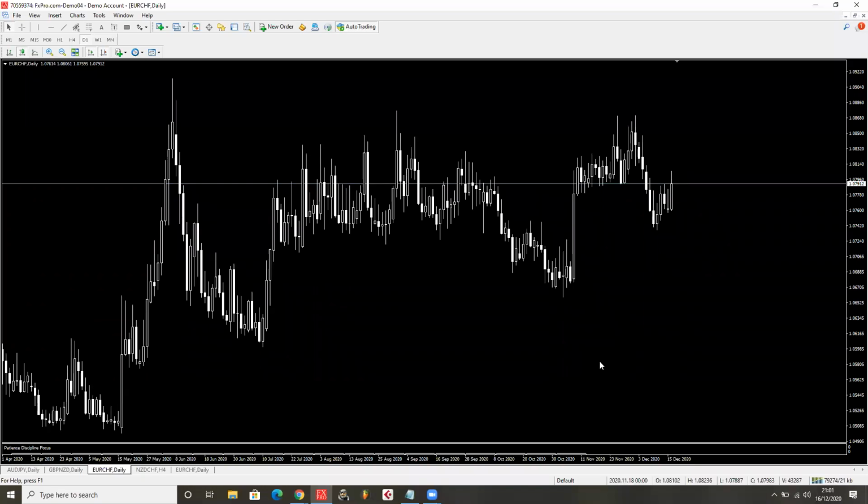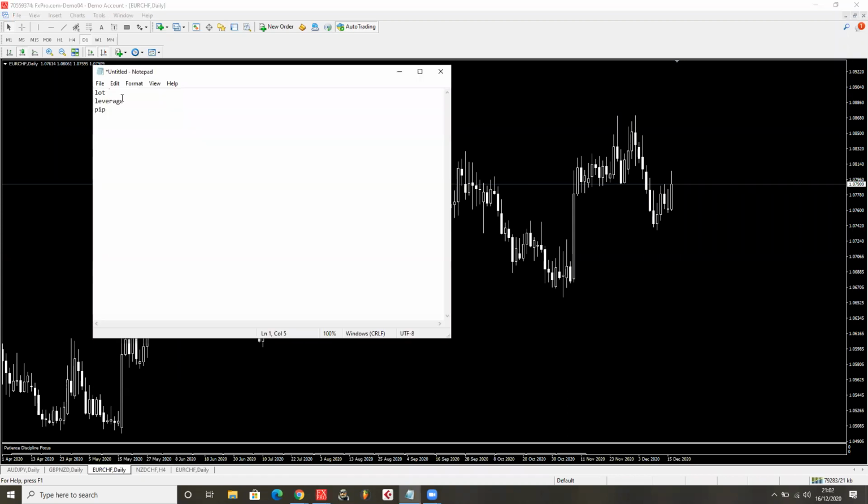Right. So let me start with the three things you said you know. So lot is the size of your entry. So it's the entry size. So the lot starts from micro lots, which is 0.01. And then you have mini lots, which is 0.10, and then you have a full lot size, which is 1.0.